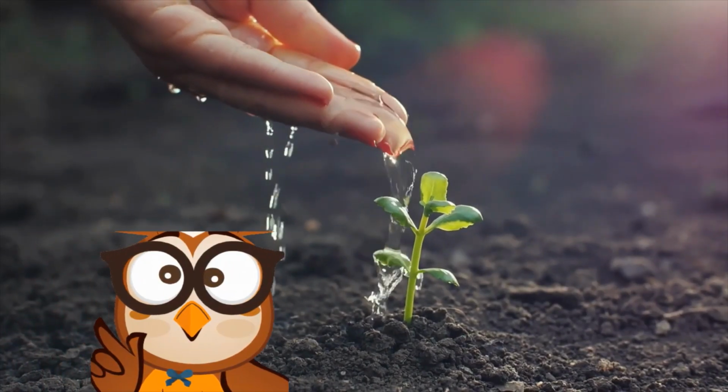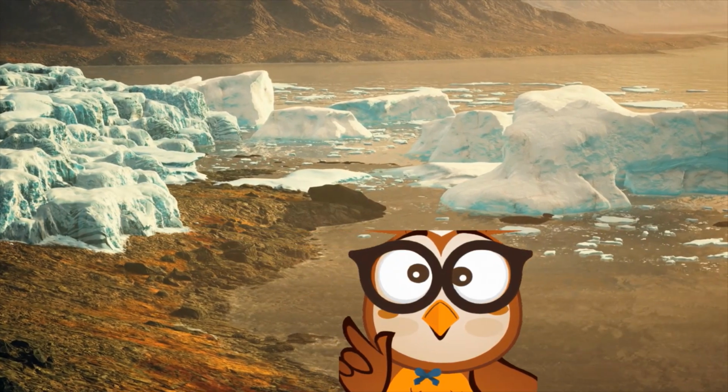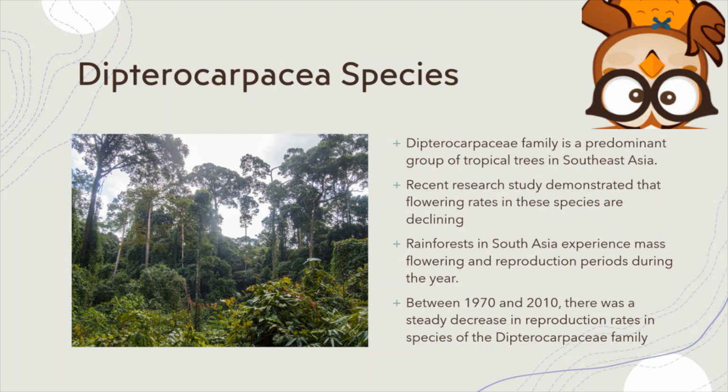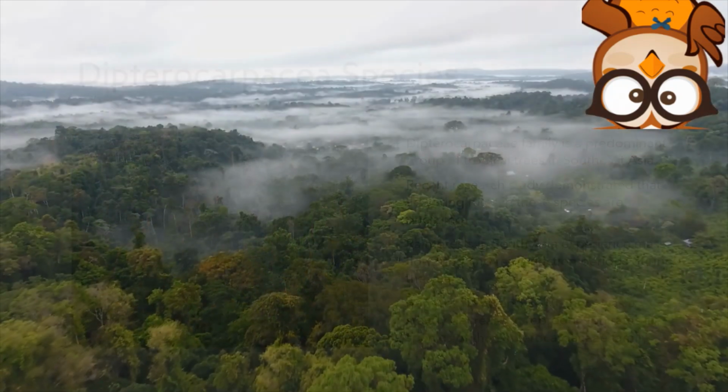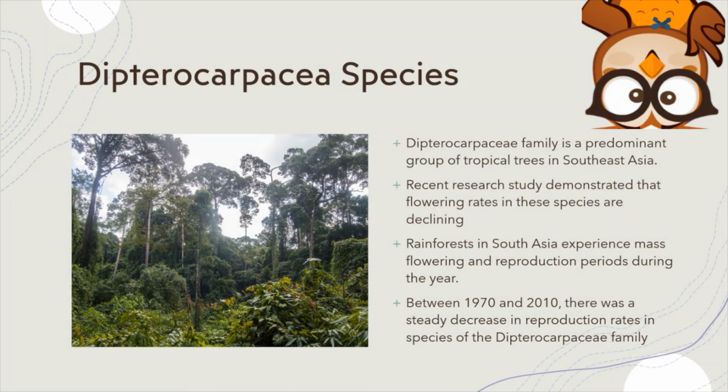Plants are incredible living creatures. However, with global warming and climate change, plants worldwide face a grim fate. A recent research study on the effects of global warming on members of the Dipterocarpaceae family, a predominant species of tropical trees in Southeast Asia, demonstrated that flowering rates in these species are declining. Oui, I know about this too.